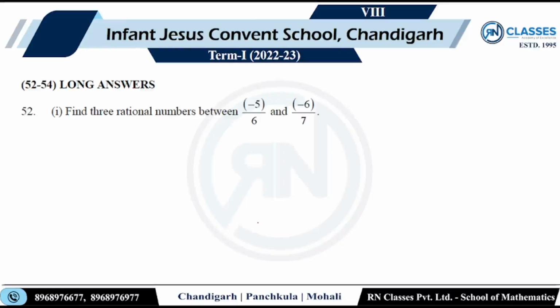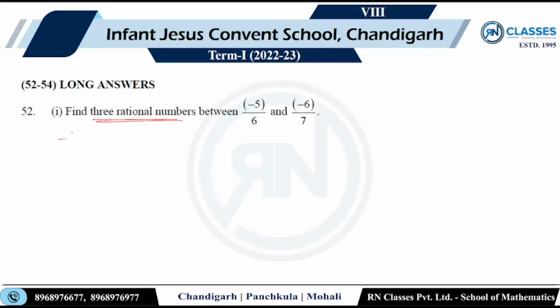Next one. Now we have come to the long answer questions. 52, 53 and 54 are all long answer questions. We will have to work them out completely, right? So it means we will write in a full descriptive way to get the final solution. Find the three rational numbers between minus 5 by 6 and minus 6 by 7. We have to find three rational numbers between these.